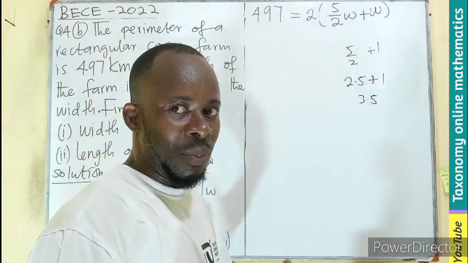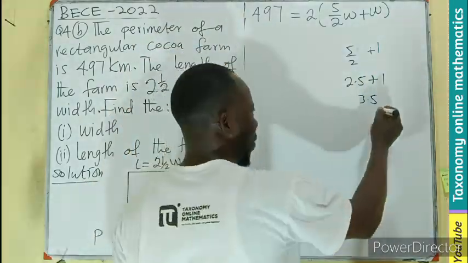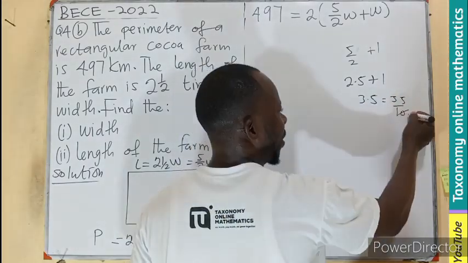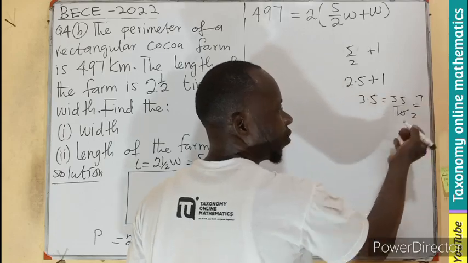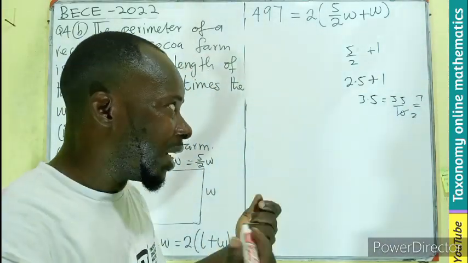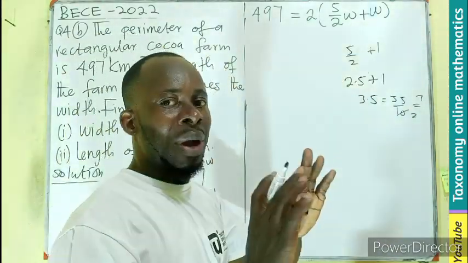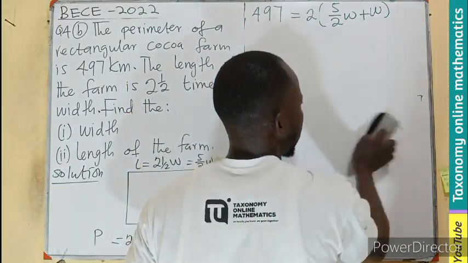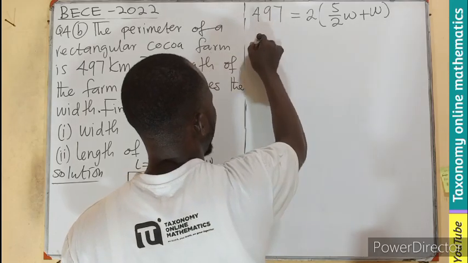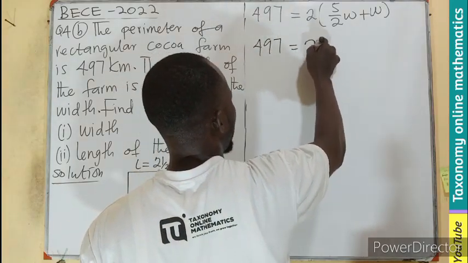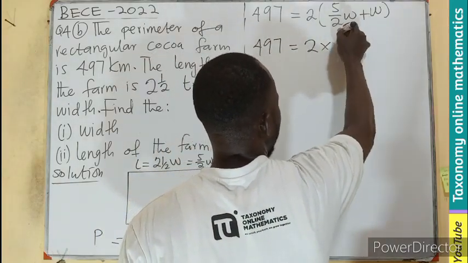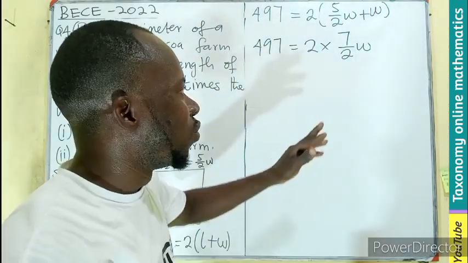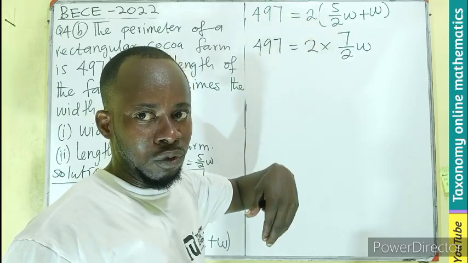And I can still convert the 3.5 into a fraction by saying 3.5 is what? 35 over 10. Whereby 5 can go here 2, 5 can go here 7. So 7 over 2 can also be the total. If I add it here, I will get the same, 7 over 2. So here I'll have 497 equals 2 times, in the bracket is 7 over 2 W. There are W that we add together to have their coefficient to be 7 over 2.